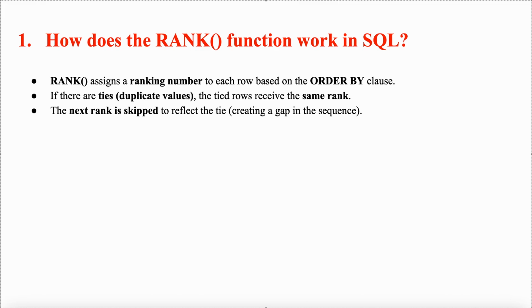Now, here's something important. If two or more rows have the same value in the column we are ordering by, these are called ties. Then rank will give them the same rank number. But when this happens, the next rank number will be skipped. This creates a gap in the ranking sequence. In short, rank assigns ranks based on sorting. Ties get the same rank. The next rank is skipped, which creates gaps. That's how the rank function works in SQL.